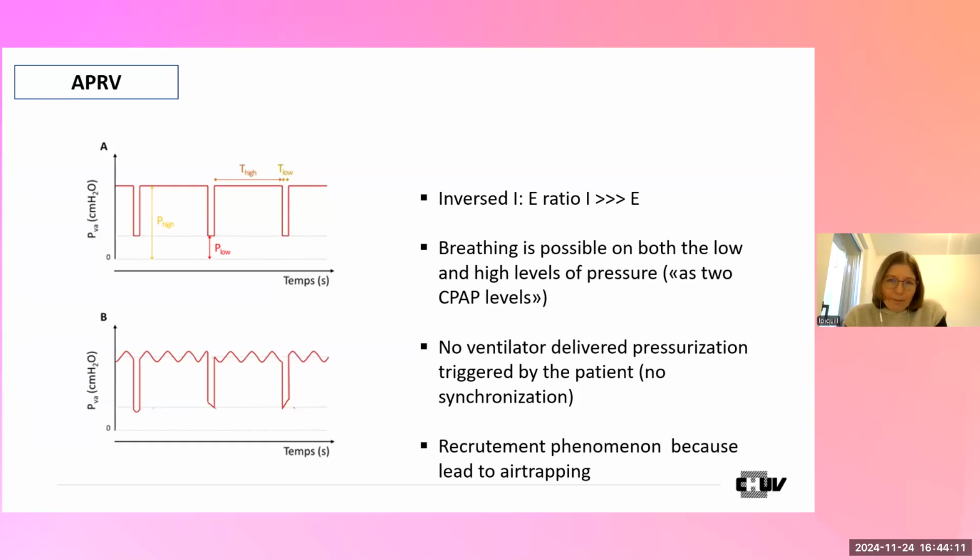Now APRV, then APRV is inverse ratio ventilation. As you can see in this illustration, in APRV, the duration of the high pressure, the inspiratory part of the breath delivered by the ventilator is very long, and the expiratory part, low pressure, is very short. Again, the patient can breathe both on the high and low pressure value, and there is no synchronization, which means no pressurization that is delivered in response to a patient effort.